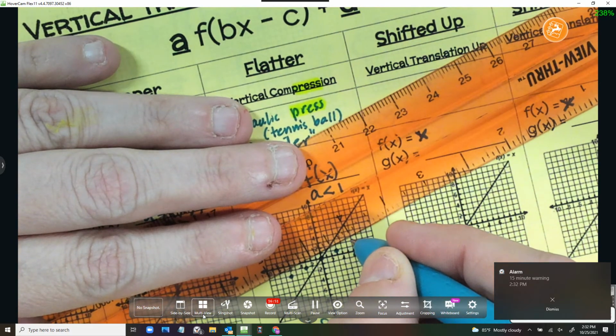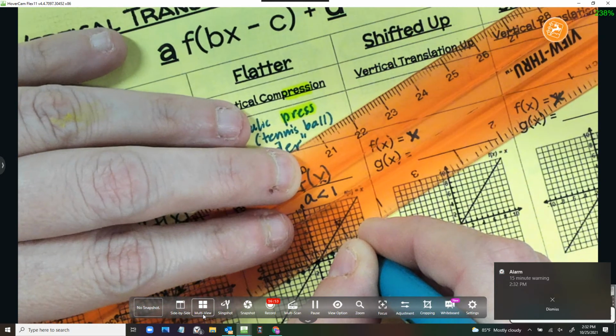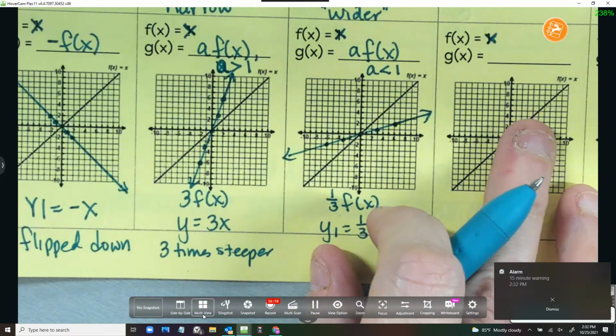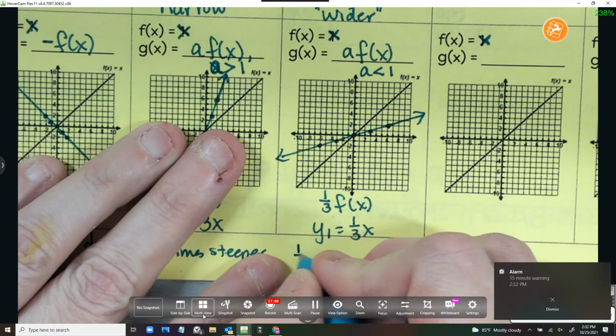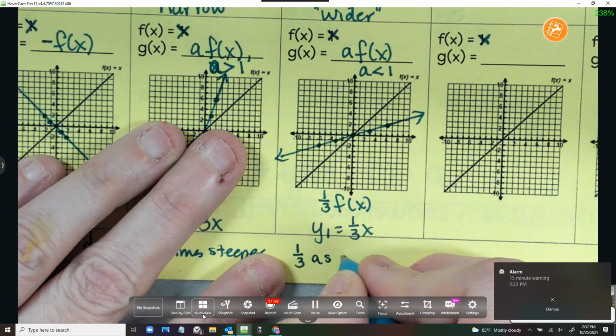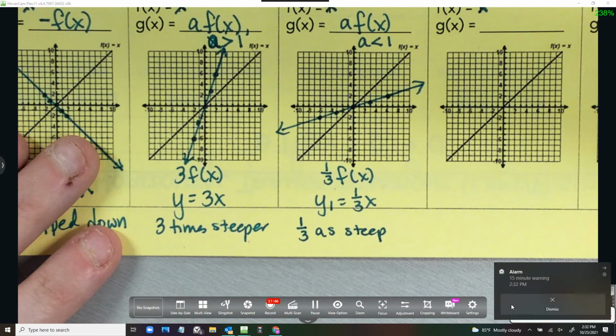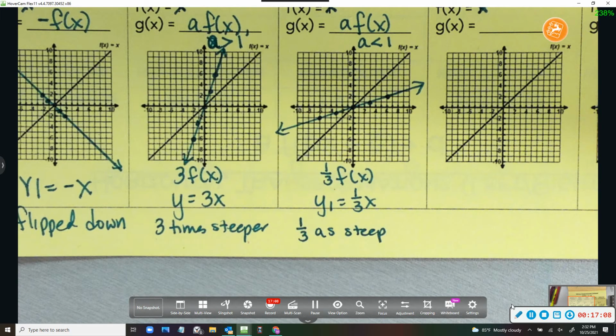Does this look flatter? Yeah, it's definitely flatter. Okay? It is 1/3 as steep as the parent function. So it's 1/3 as steep as the parent function.